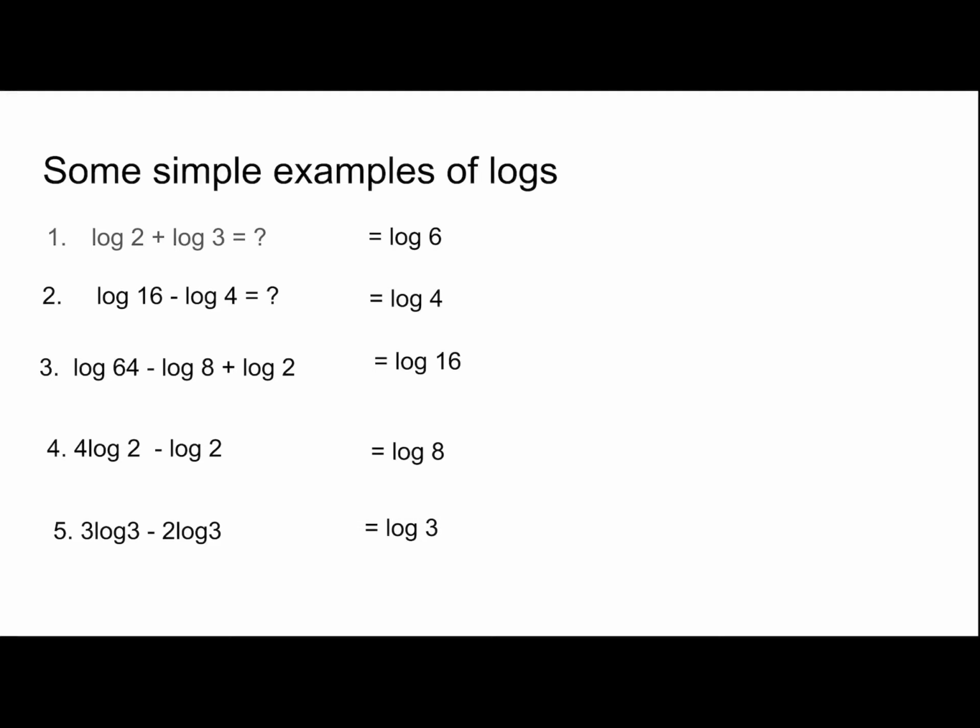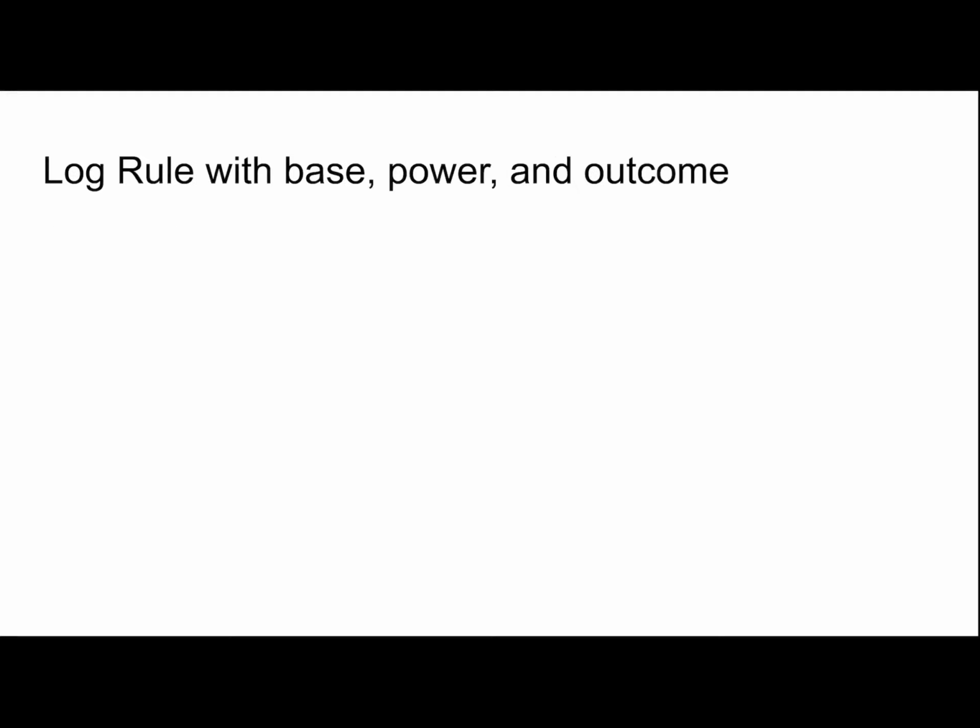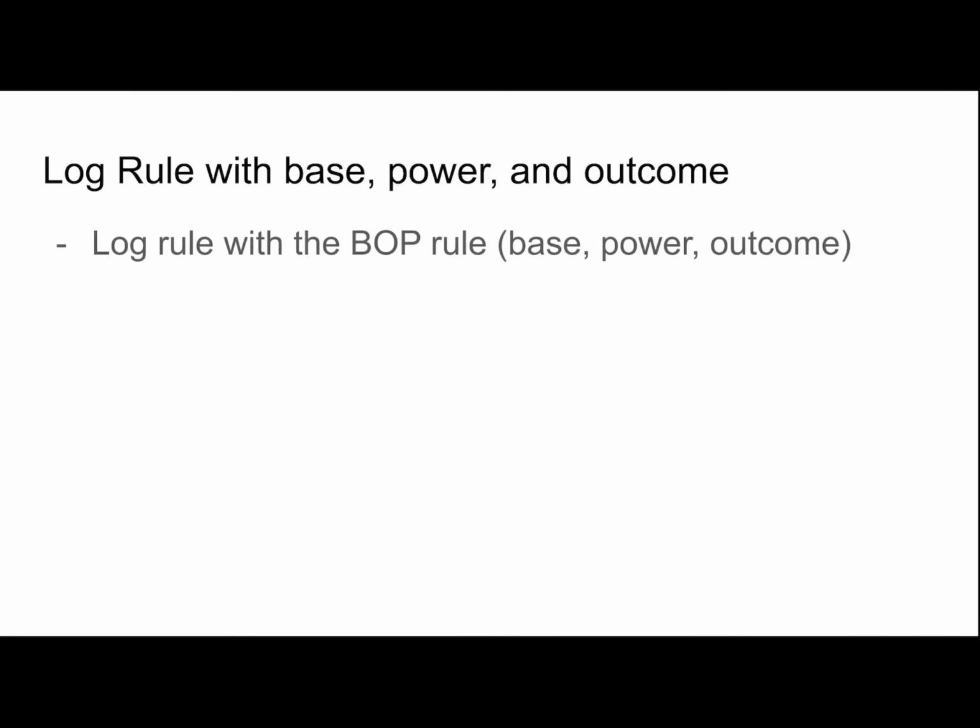Alright, some basic examples there. We're going to be moving on to the log rule of the base power outcome rule, okay? So I like to call this the BOP rule, base power outcome. So basically, what I'm saying here is you should see that log base B of outcome equals to the power, okay? So if you read it from left to right, you should get BOP. So that's why I call it the BOP rule, okay? So log base B to the power of P equals to the outcome.